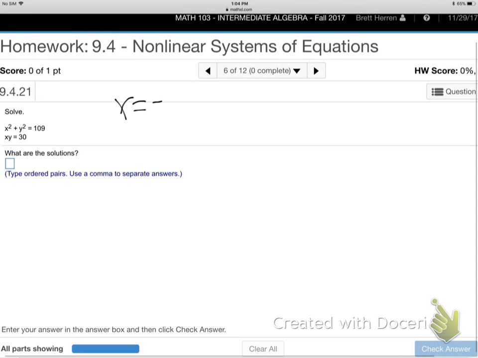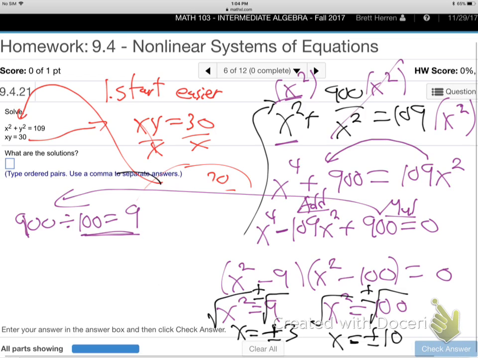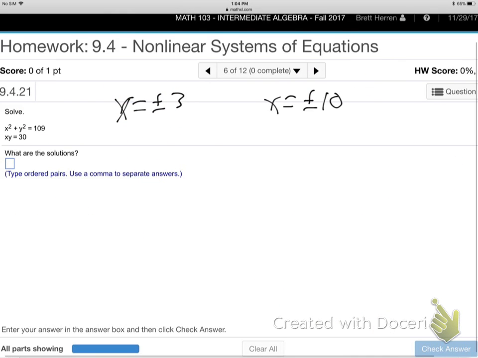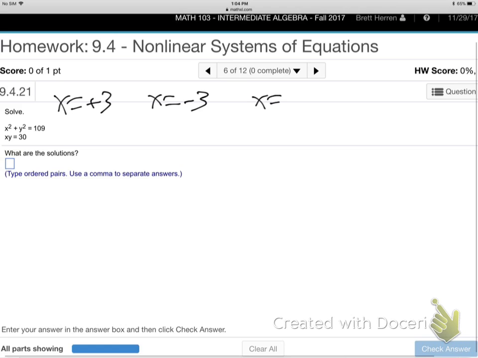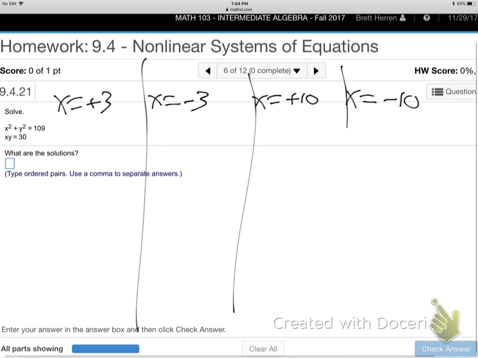Okay, so now we have x is plus or minus 3, and x is plus or minus 10, right? Okay, so for each of these answers, we have to find a y value that goes with each of them. In fact, why don't I break these into two separate here? Plus 3, and then minus 3, and then plus 10, and minus 10. Why don't we do that? Okay, so for each of these, we've got to plug in. What are we going to plug? What do we need to find? Y. So let's look back over here.